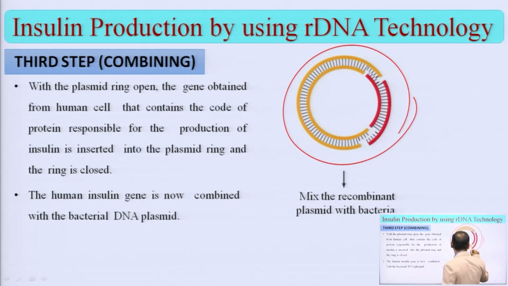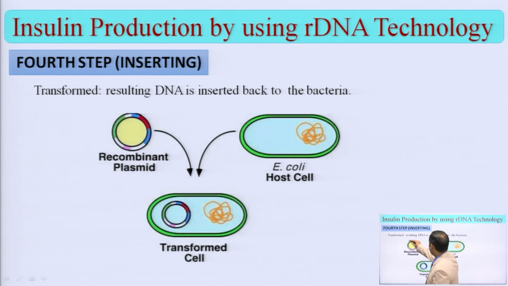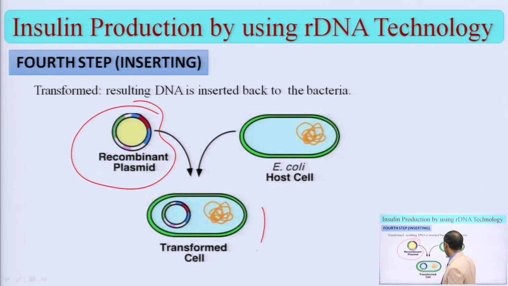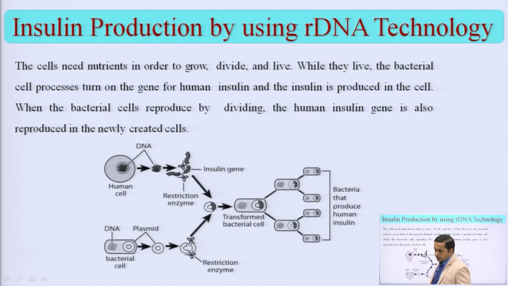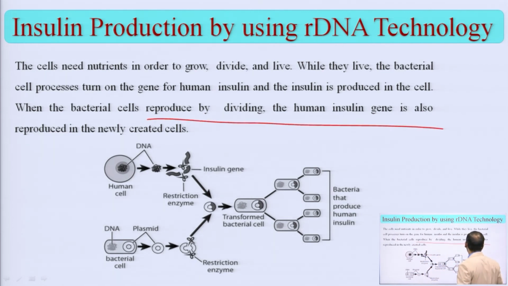When it is completely attached, this recombinant plasmid, you are going to insert into E. coli. Okay, this is the E. coli. After inserting this plasmid, you can see in this empty place the recombinant plasmid is taken. And then what will happen? The cells need some nutrients in order to grow and divide. So, while they live, the bacterial cell processes turn on the gene for human insulin, and insulin is produced in the cell. When bacterial cells reproduce by dividing, the human insulin gene is also reproduced in the newly created cell.